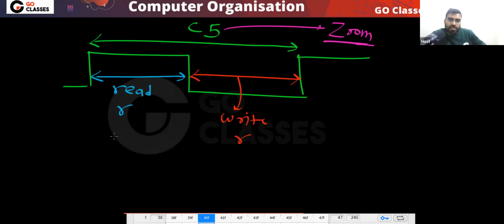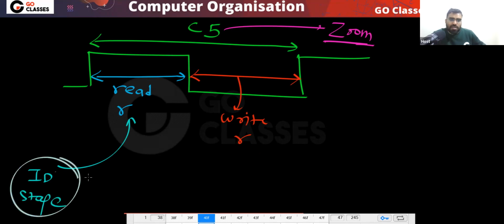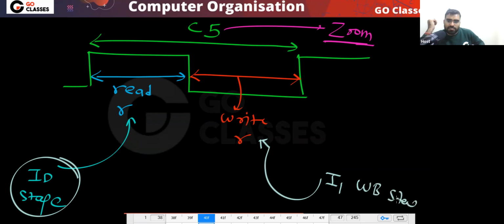Okay, are you getting my point? See, the ID stage will read here. ID stage is reading here because ID stage has the work of reading. ID stage needs to read. But you can notice that this I1 writes here, in the write back stage. And this is your I3. So now is this understood?